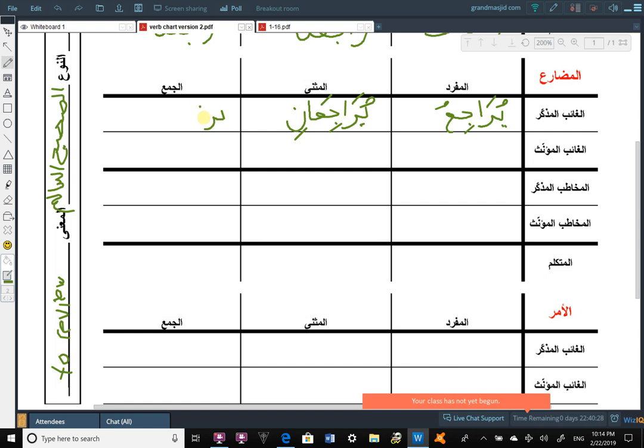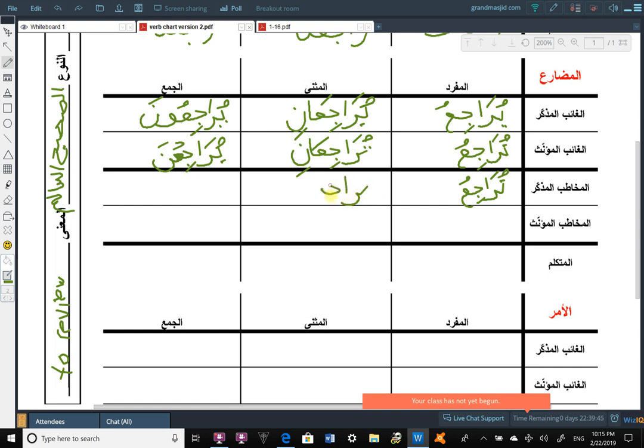Yuraji'una. We add the waw jama'. Turaji'u. Turaji'ani. Yuraji'na. You just add the noon of niswa here. Yuraji'na. Turaji'u. Second person, to a male. Turaji'u.